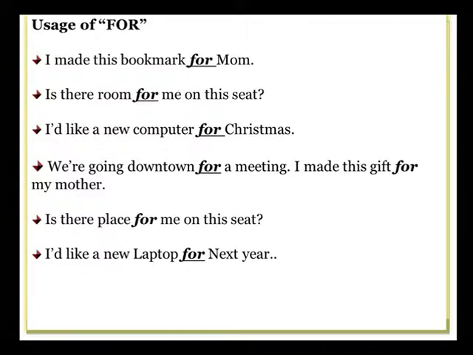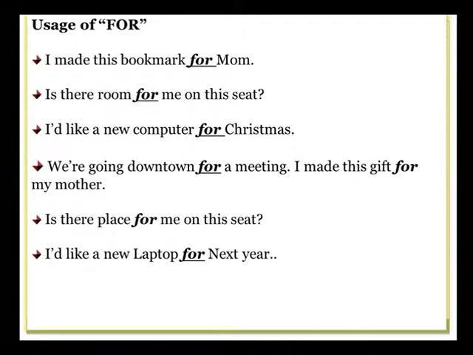We are going down for a meeting. Why are you going down? I'm going down for a meeting. I made this gift for my mother. Whom did you make it for? You made it for your mother. Is there a place for me on the seat? I'd like a new laptop for next year. So for as a preposition is used for indicating a purpose, objective or a specific reason for the action taking place.